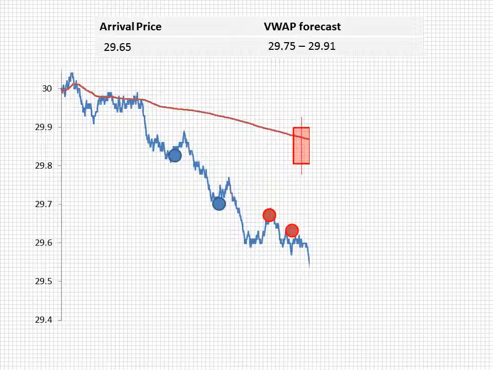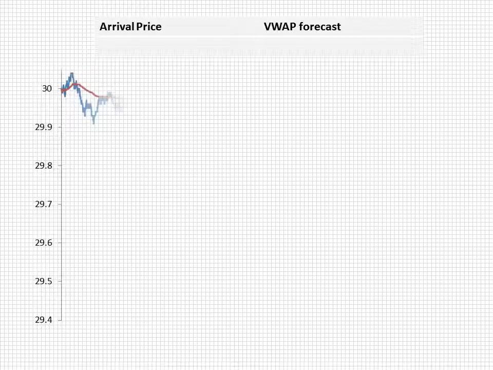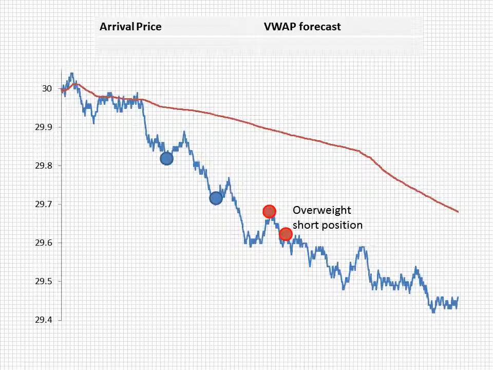An aggressive strategy at this point is to overweight the short position if the bearish trend is expected to continue, in an attempt to capture further alpha. We see the overweight short position between 29.68 and 29.60. We see the VWAP forecast at 29.69.